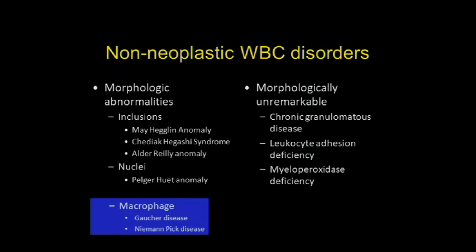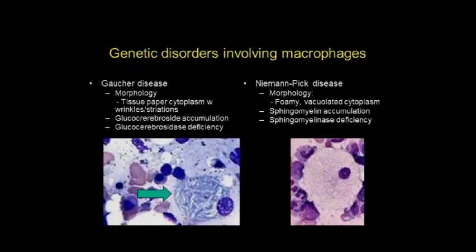Okay, and then just a few problems with macrophages. They could show you Gaucher disease or Niemann-Pick disease. Although these are both problems in the macrophages, they do look different. On the left here, they could show you a picture of Gaucher disease, and you may have heard that the cytoplasm looks like wrinkled tissue paper, so it has these kind of striations in it. On the other hand, in Niemann-Pick disease, they're described as having vacuolated cytoplasm.